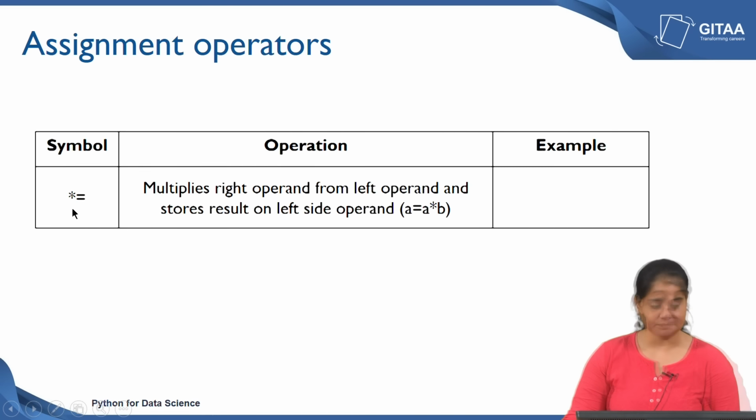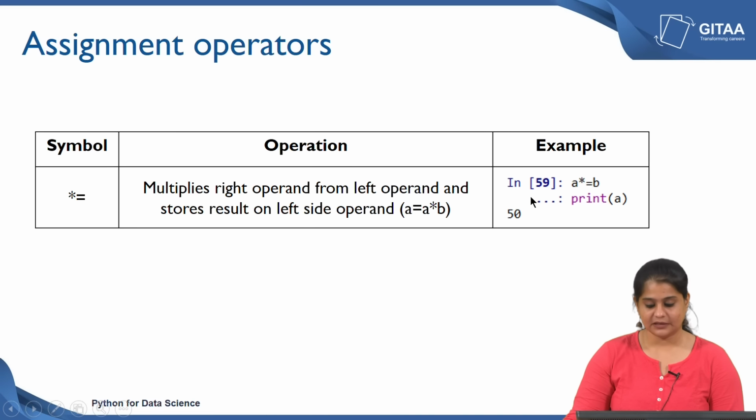And that is what I am printing. The asterisk equal to operator will multiply the left operand by the right and will store the result on the left operand. In this case again I am going to retain the same values of a and b. A is 10, b is 5, which means I am multiplying a and b first. So, a asterisk b will give me a product of 50. Whenever I print the value of a, it will give me the updated value, which is 50.